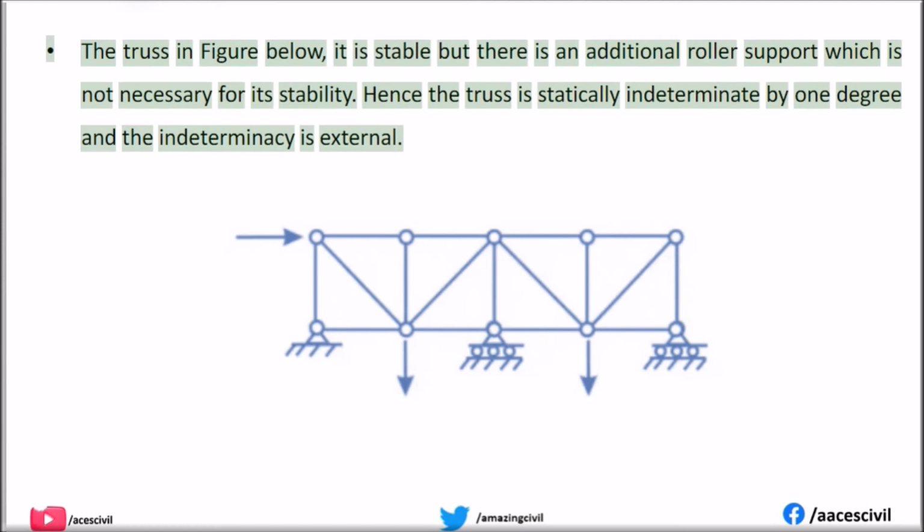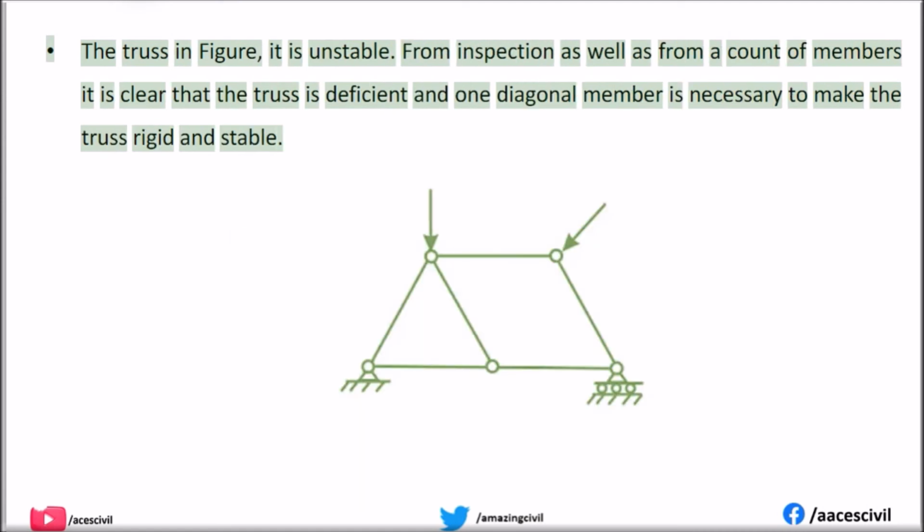The truss in figure below is stable, but there is an additional roller support which is not necessary for its stability. Hence the truss is statically indeterminate by 1 degree and the indeterminacy is external. The truss in figure is unstable. From inspection as well as from count of members, it is clear that the truss is deficient and 1 diagonal member is necessary to make the truss rigid and stable.